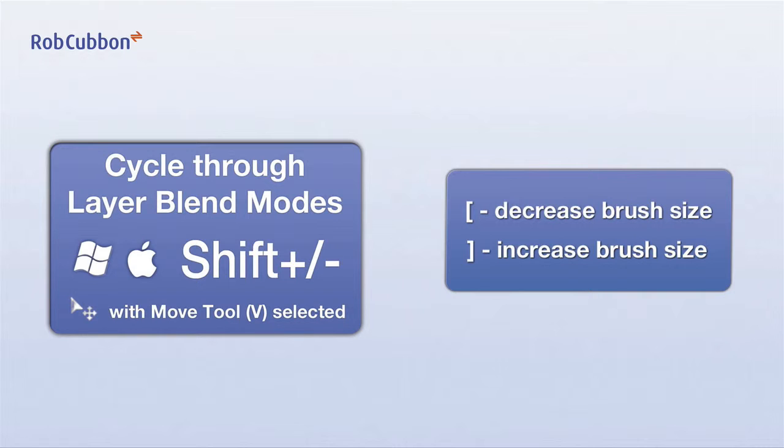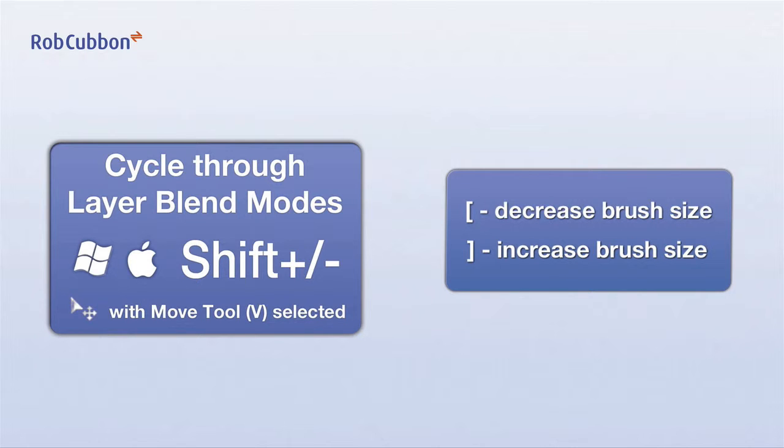Two more great ones that we use an awful lot. To cycle through the layer blend modes, this cycles through the mode of the layer that you have selected as long as you have the move tool selected, and so this goes from normal to multiply to darker to lighter to saturation to all those multiple layer blend modes that give interesting effects of a layer on top of other layers. And you can cycle through them by just going Shift plus or minus, and that's a great time saver. Another great time saver is to use the square brackets to increase and decrease the brush size when you have the brush tool selected.